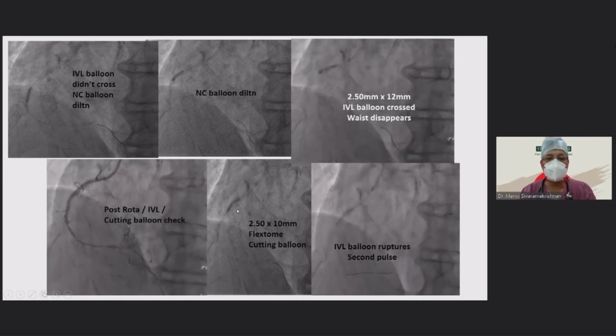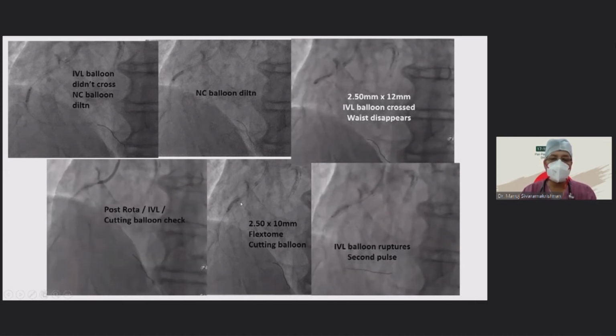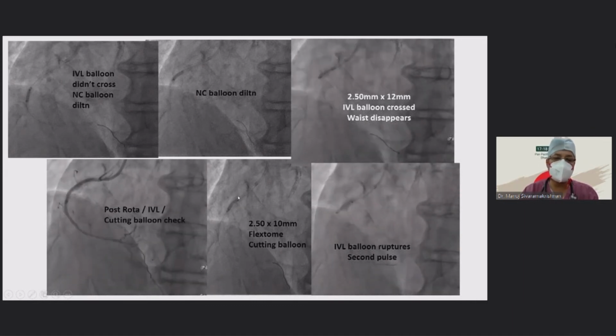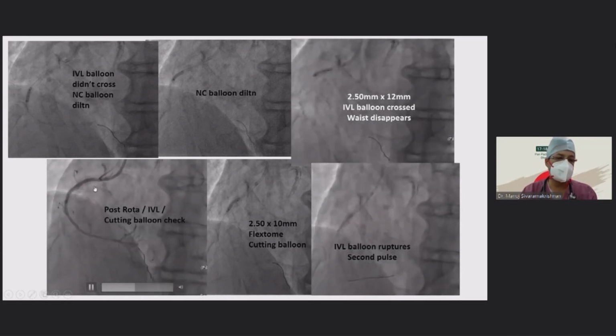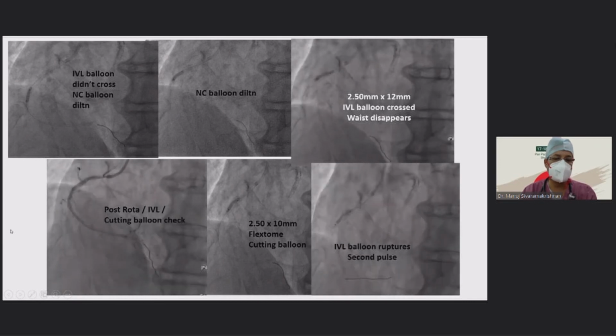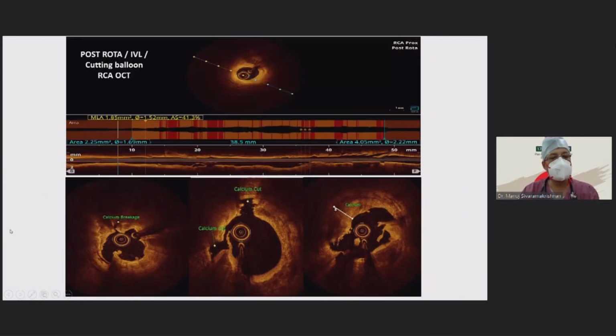Then I used a 2.5 into 10 mm Flextome cutting balloon, which you could see has given way the calcified plaque at the proximal RCA. And post IVL, cutting balloon and shockwave lithotripsy, you could see a significant luminal gain from what appeared to be a very, very diffuse vessel.